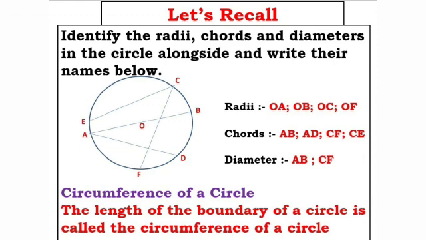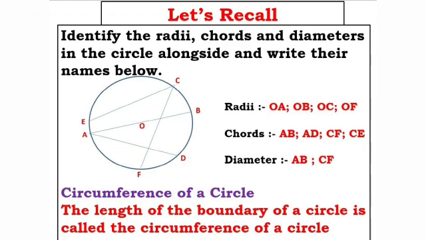Now, first identify the radius. Can you name the radius? Yes, OA, OB, OC, OF is the radius in this circle. So you can say that radius is a straight line from the center to the circumference of the circle. Now, can you name the chords? AB, AD, CF, CE are the chords in the circle. So, the chord is a line segment joining any 2 points on the circumference of the circle.